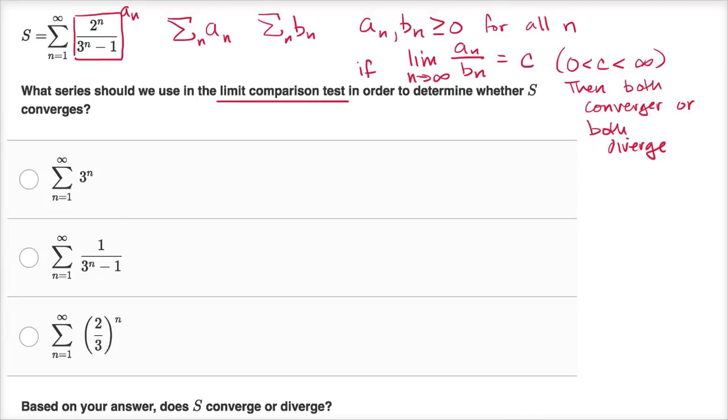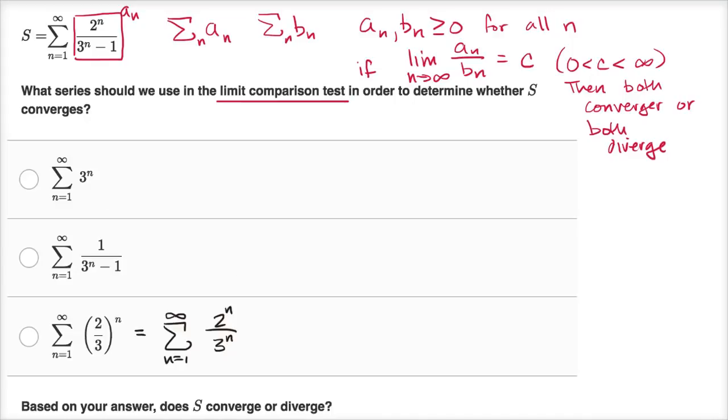This one over here is interesting because we could write this as the sum from n equals 1 to infinity of 2 to the n over 3 to the n. And these are very similar. The only difference is that in the denominator up here we have a minus 1, and down here we don't have that minus 1. Given that that's just a constant, it makes sense that as n gets very large, these might behave the same. So let's try it out.